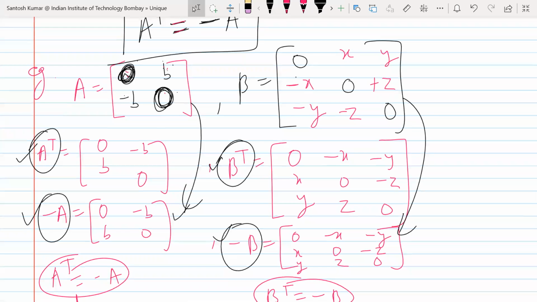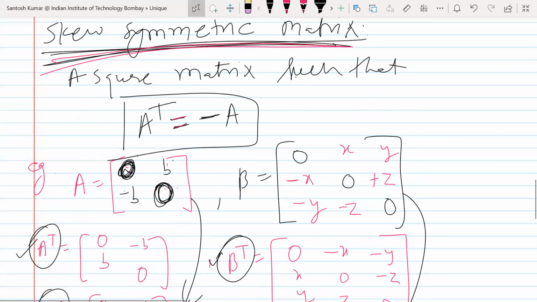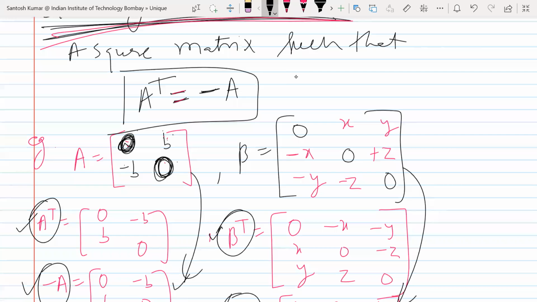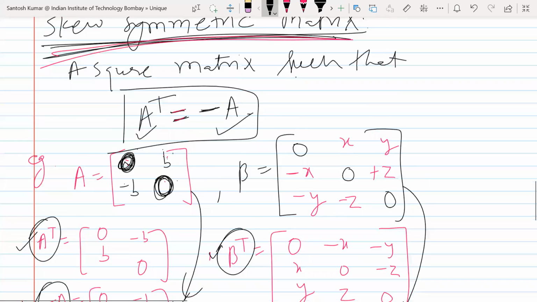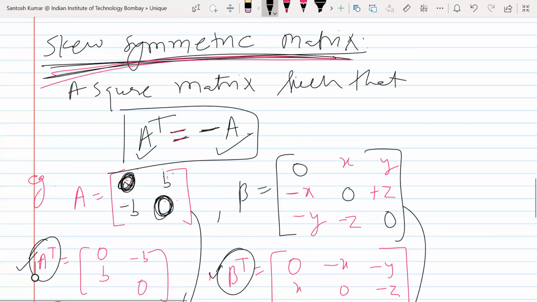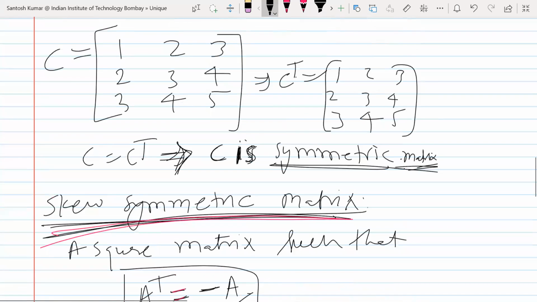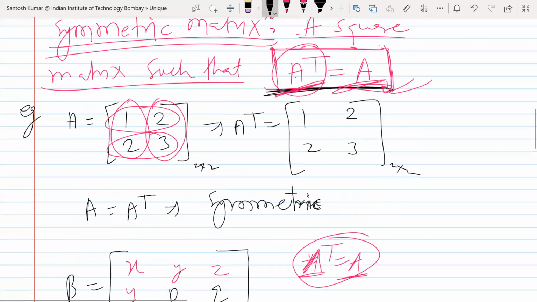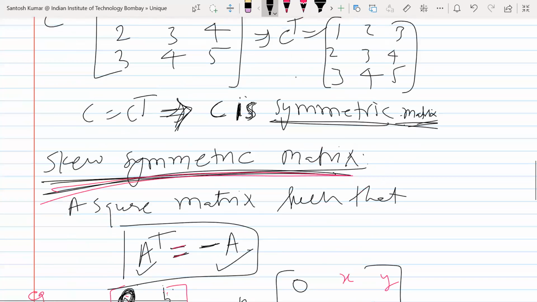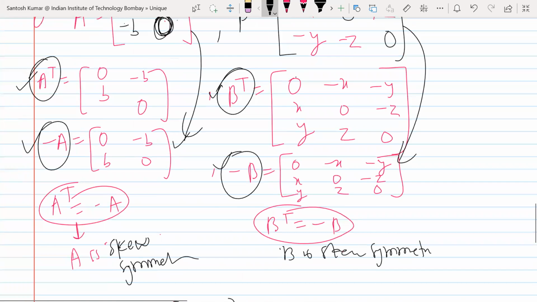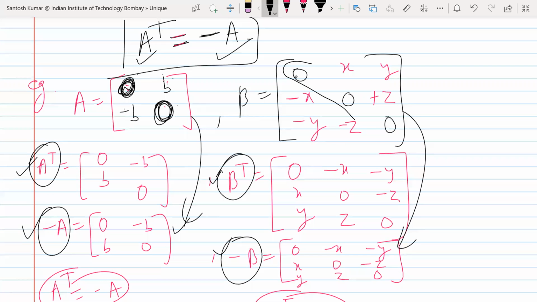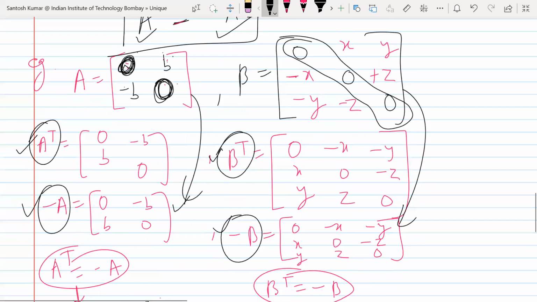Okay, sir, understood. So you just write one matrix, check the transpose, check the negative. If both are equal, transpose and negative, then we'll call it skew symmetric. Otherwise, not skew symmetric. If A transpose is equal to A itself, then it is symmetric. And if it is just negative, then it's skew symmetric. So one property is that the diagonal will always be 0 in case of a skew symmetric matrix.